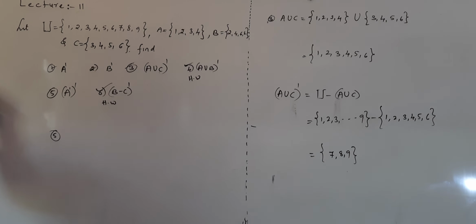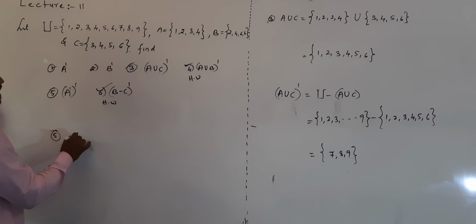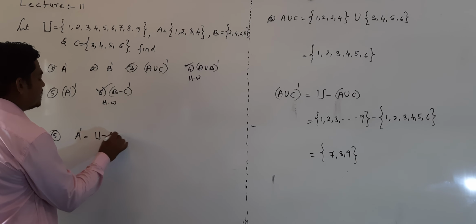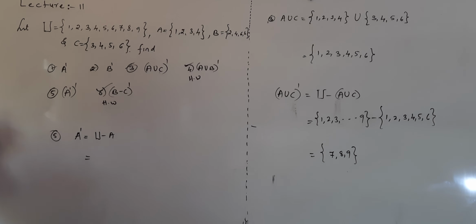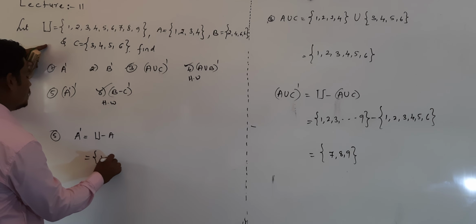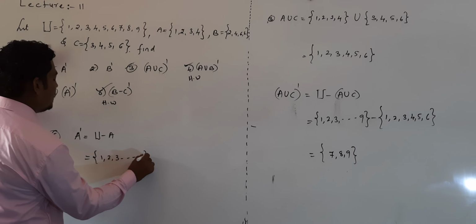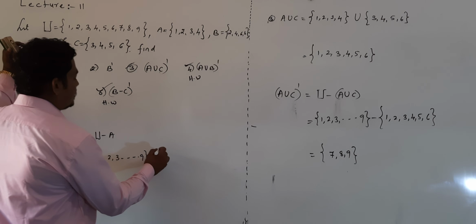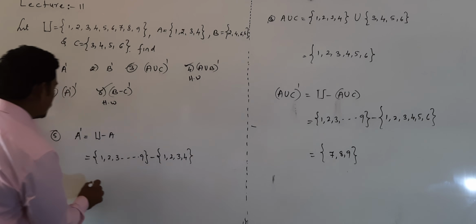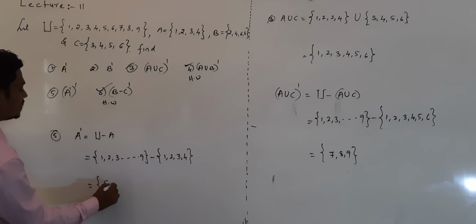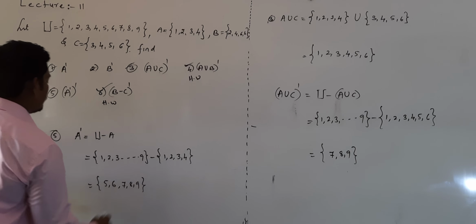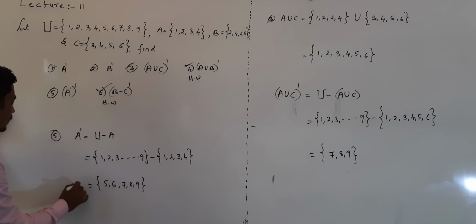A complement of complement. First write A complement. A complement is equal to U minus A. That's equal to U, 1, 2, 3, 4 and so on, last element is 9, minus A. Set A is 1 to 4: 1, 2, 3, 4. That's equal to 5, 6, 7, 8 and 9. This is our A complement.